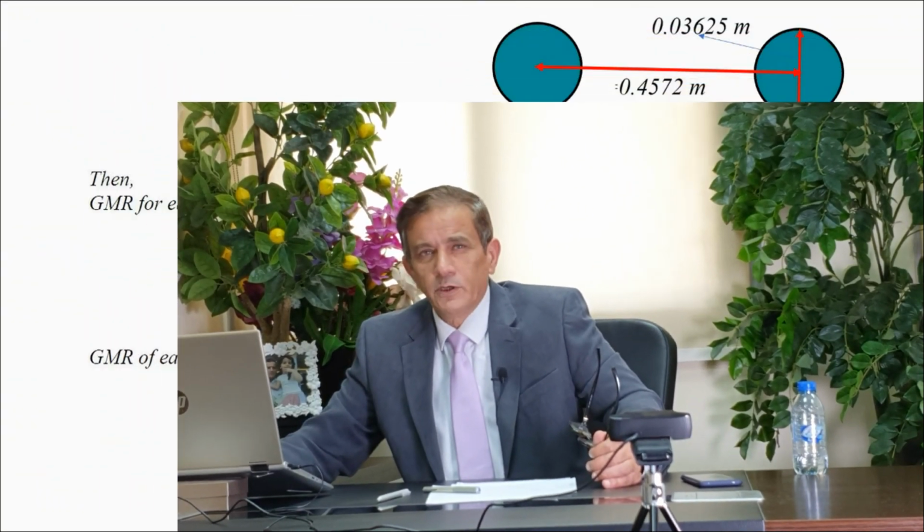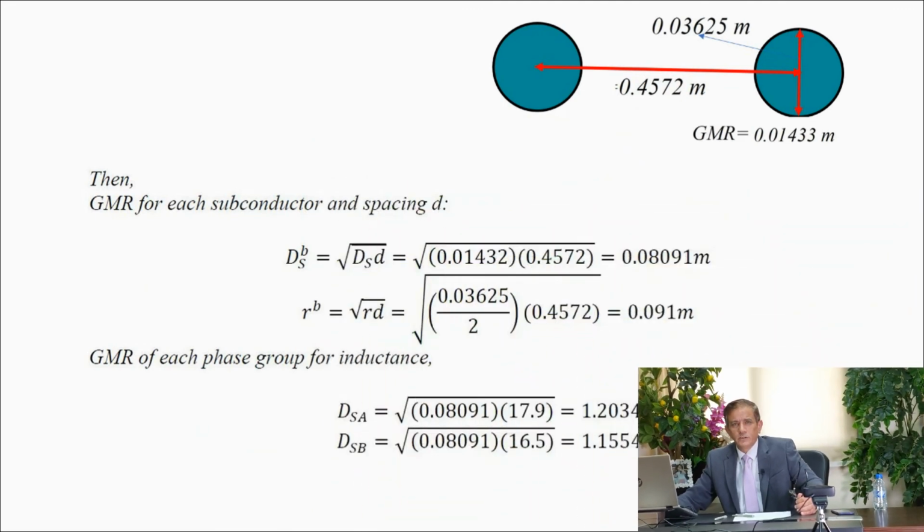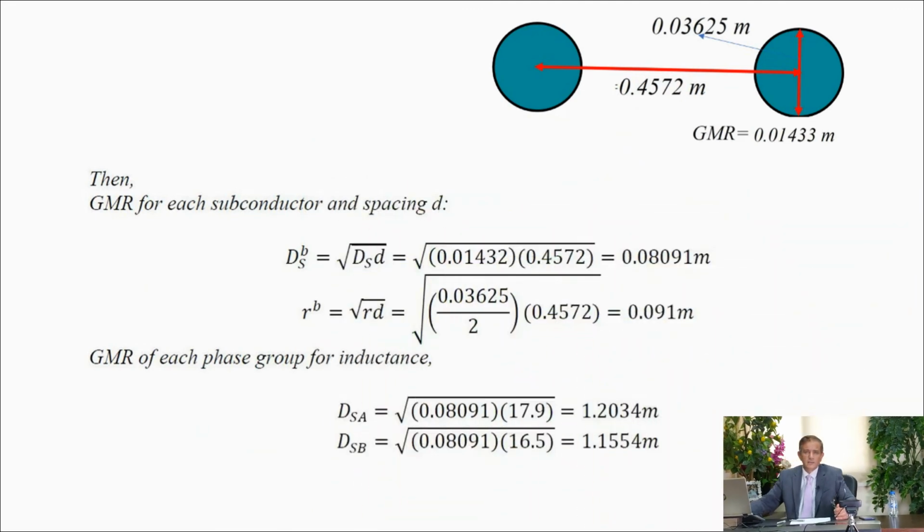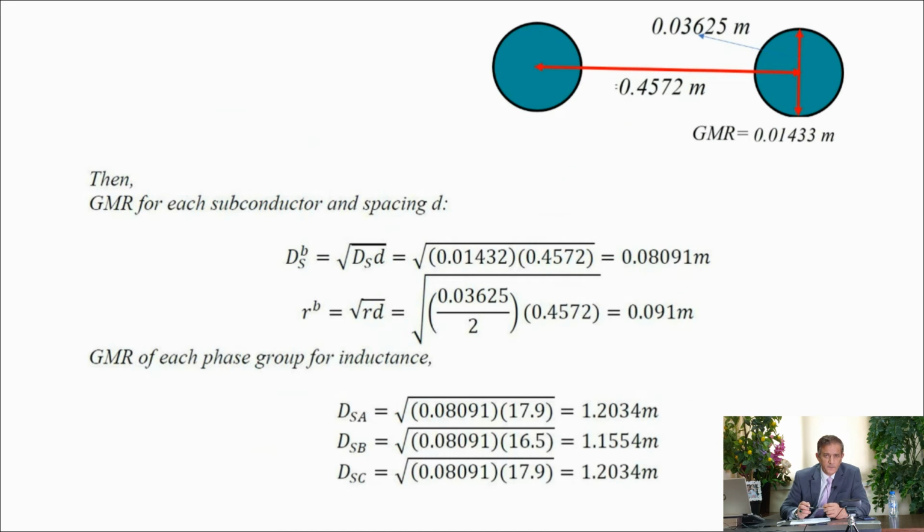So here it's 16.5, that's why I substituted 16.5 there, and also C is 17.9. So I use the first one, DSB, which is related to the inductance, multiplied by the spacing between the two phases. I have two phases, each phase has two conductors in the bundle, and the spacing between them, A and A dash.